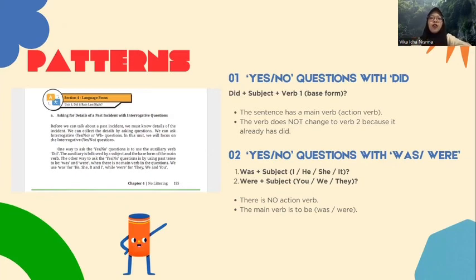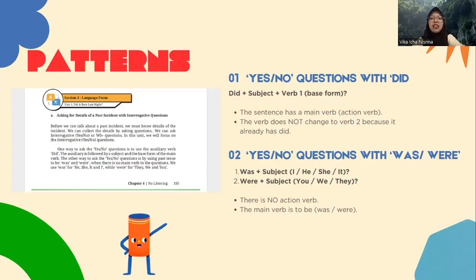For the yes or no question, there are two ways to ask. First, we use the auxiliary verb, which is did. We can see the pattern on your screen. The auxiliary is followed by a subject plus the base form, which is verb one. So the main verb is verb one. Do you understand?